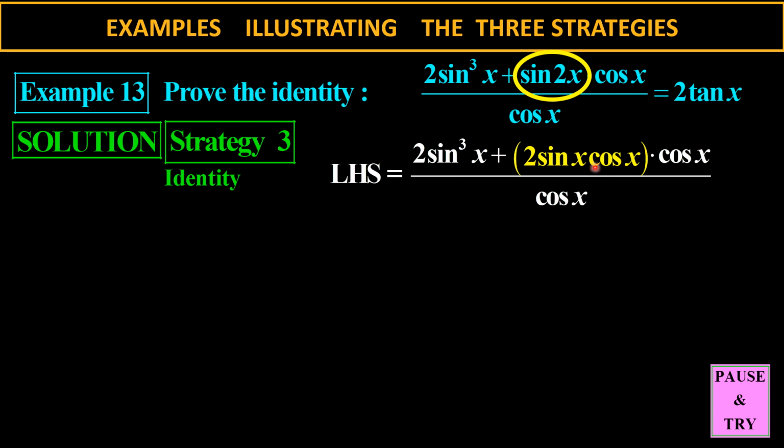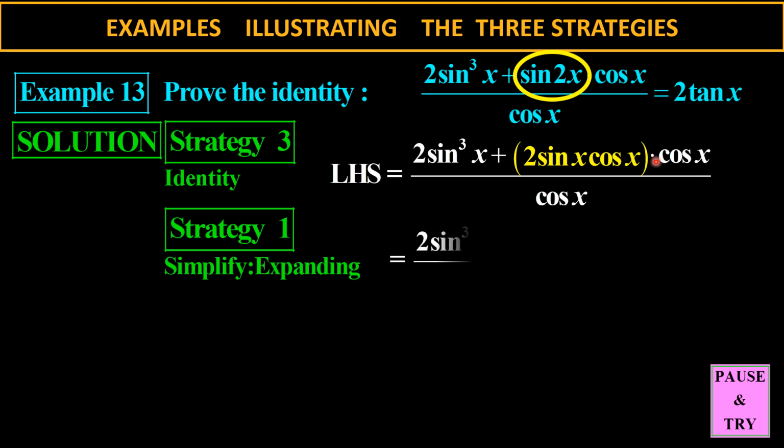We can simplify that by removing the brackets here. So if I do that, I end up with 2 sine cubed x plus 2 sine x cosine x times cosine x, which is cosine squared, right? It's cos squared. So I've expanded that. Now again here, are there any like terms? No like terms. Anything to cancel? Nothing to cancel, right? So we can't simplify this any further.